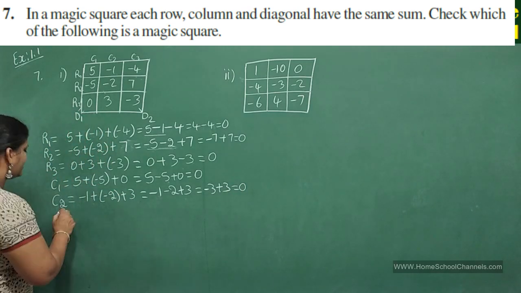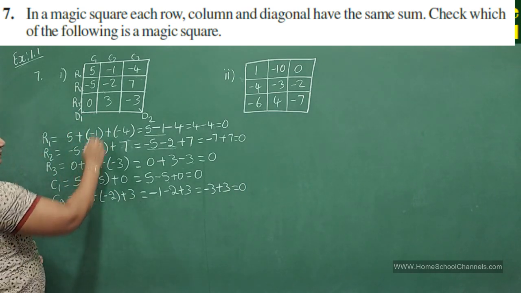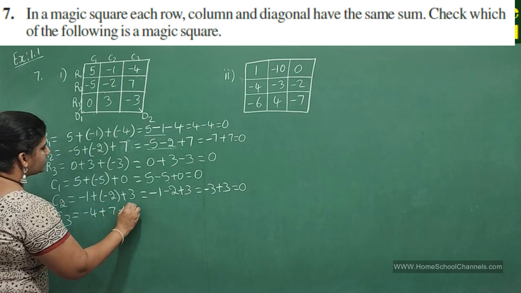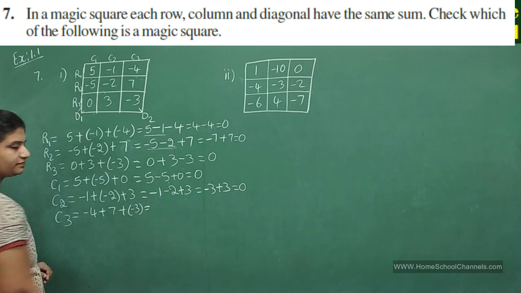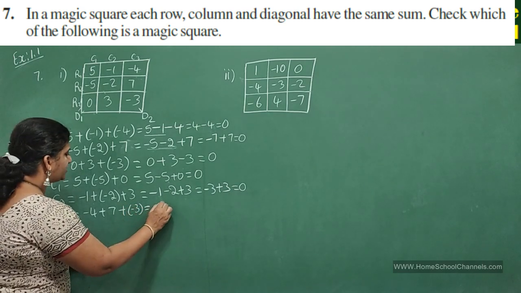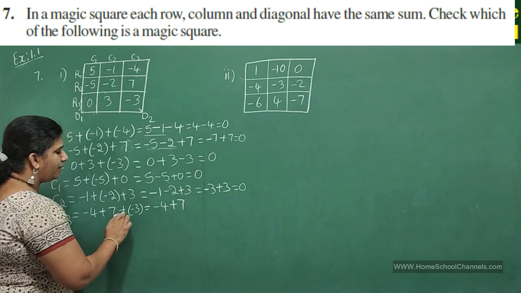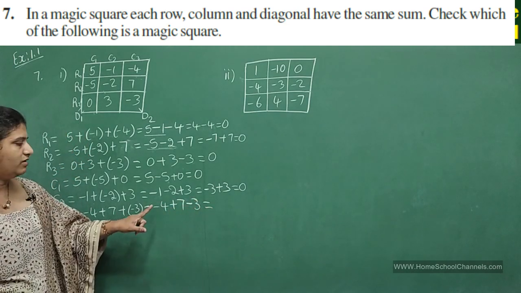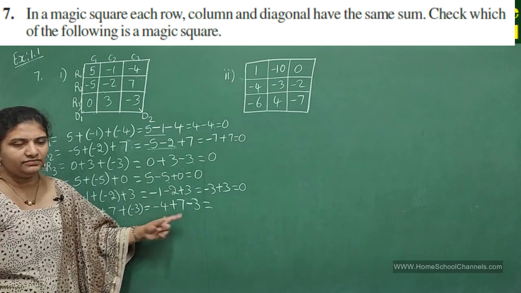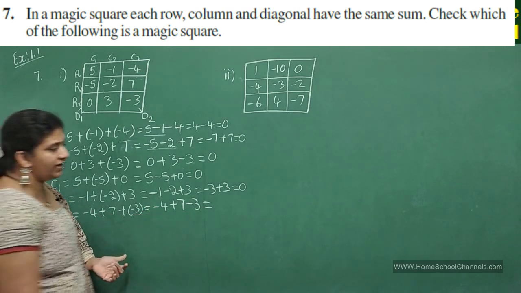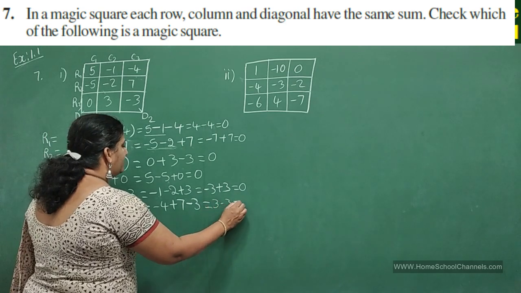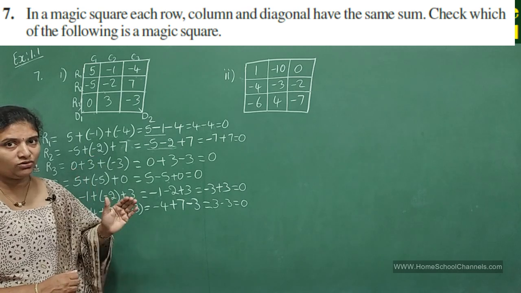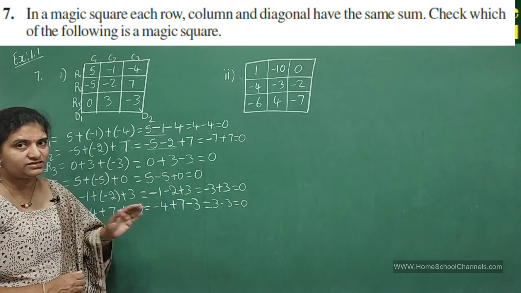Okay. Next, third column: minus 4 plus 7 plus of minus 3. Minus 4 plus 7 plus into minus, minus 3 equal to minus 4 plus 7. 7 minus 4 will be 3. 3 minus 3 will be 0. Okay, we got the sum of all 3 rows and 3 columns as 0.